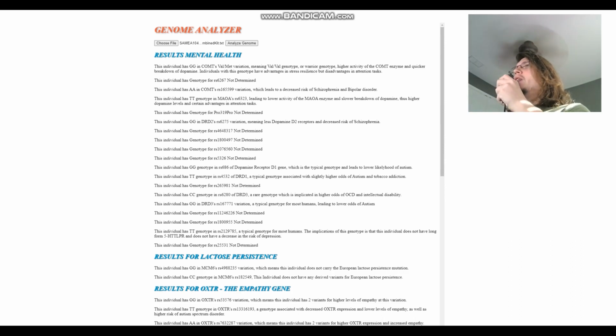So she's got G here for COMT Val158Met variation, which means Val-Val genotype, or warrior genotype, which means less dopamine. Basically quicker dopamine reuptake, more COMT enzyme activity, and COMT is the enzyme that breaks down dopamine, so more COMT activity means you have quicker breakdown of dopamine, less dopamine in the system. TT here leads to lower activity of the MAOA enzyme and slower breakdown of dopamine. So this is the opposite. These two genotypes essentially accomplish the opposite effect.